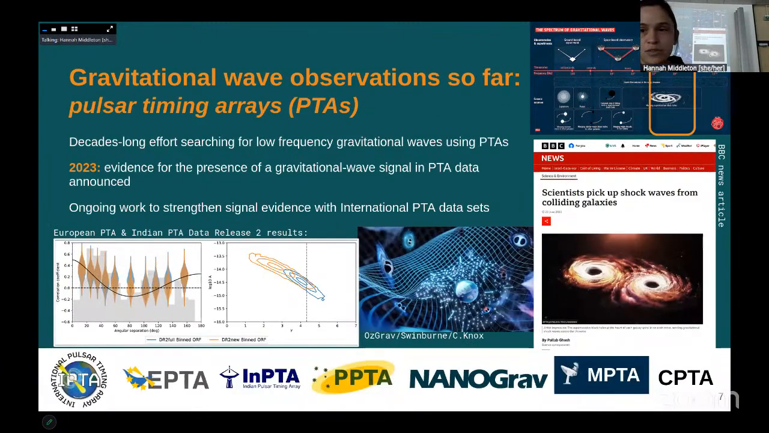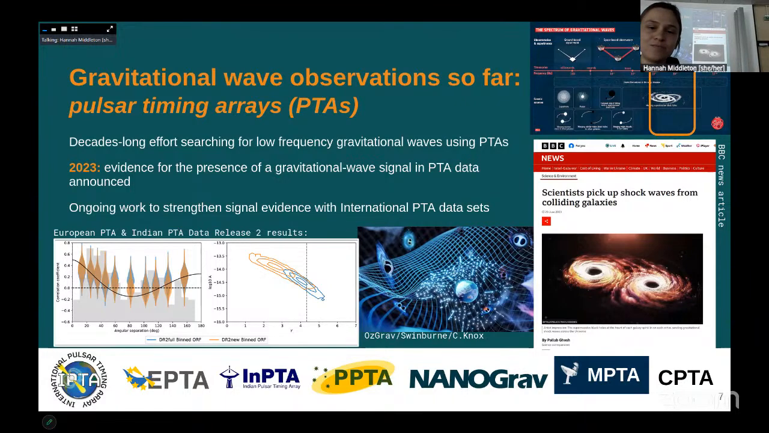And then switching down to low frequency pulsar timing arrays in 2000. So this is a decade-long effort to monitor an array of pulsars all over the sky, using radio observations of the timing of the pulse.